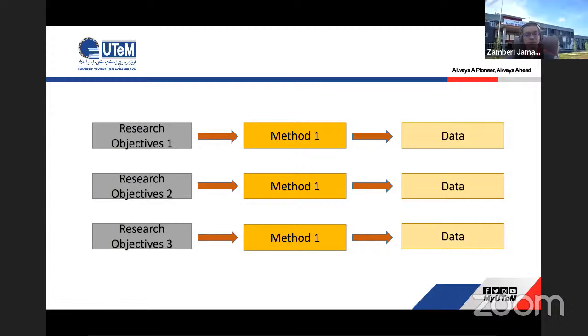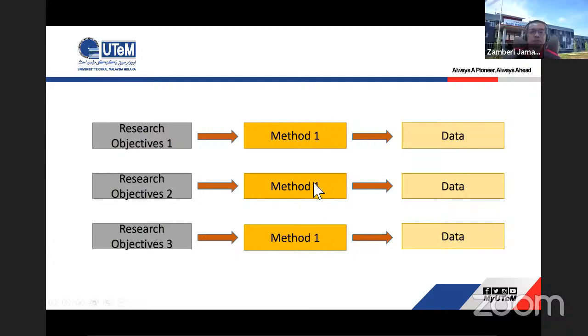Research objective 1 will be identified with method 1, and from method 1 we are going to have some data. Similarly for the other research objectives, maybe method 2 or method 3. It could be a similar method, right? It could be method 2, method 3, or method 1.